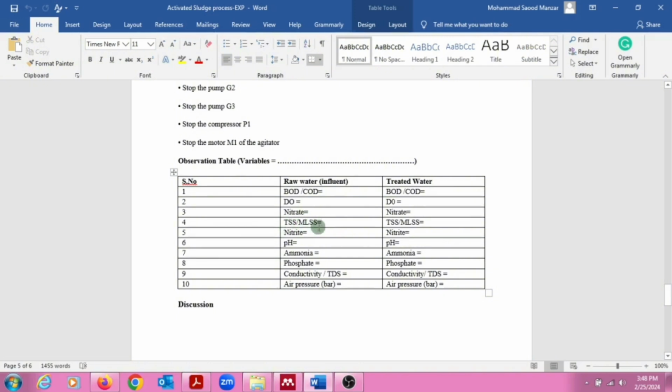TSS and MLSS are basically the same thing. The other parameters are nitrite, pH, ammonia, phosphate, and conductivity. Then we can make a bar diagram to compare the raw water and what is being removed, or we can make a table with the efficiency of BOD removal, dissolved oxygen, nitrate, ammonia, phosphate, conductivity and pressure, so that we know how capable or efficient our system is.